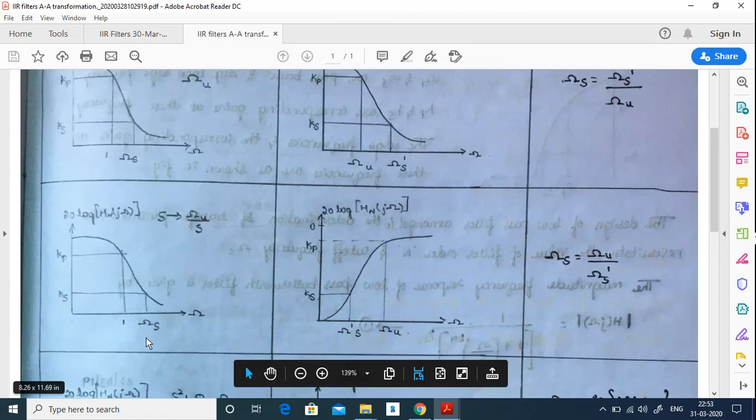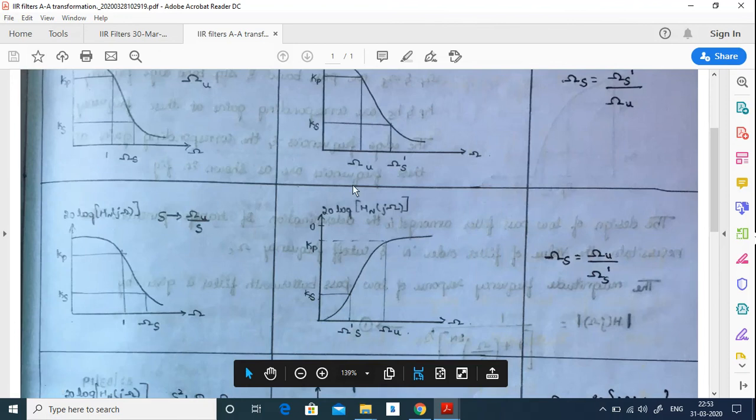If you want to convert this normalized low pass into high pass, then this is the transformation you need to use: S has to be replaced by omega u by S. As a result, you will get the desired high pass filter, where the y-axis remains the same, whereas on the x-axis there are two changes: omega s dash and omega u.